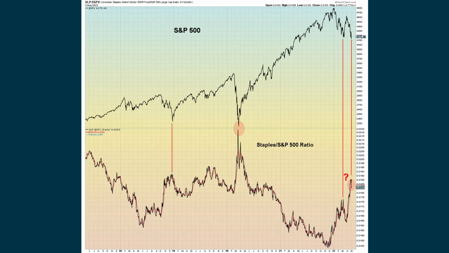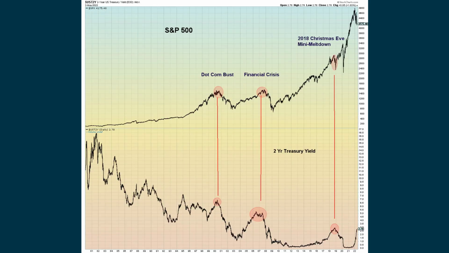The staples to the S&P ratio, have we topped out here? We're actually a little bit below the moving average. That's why I have a little circle around that. We want to keep an eye on this. This could signal a potential bottom in the S&P if this really starts to retreat on a trend basis. So that is potentially on the table, but I want to wait until after Wednesday to see how things jumble after that. Then the 2-year, has it topped?